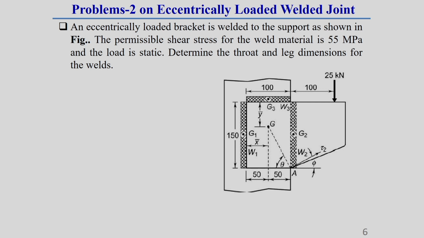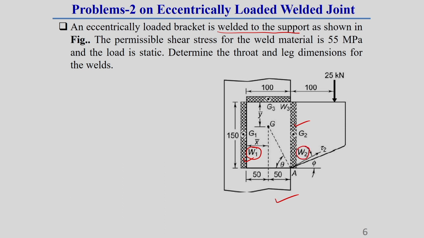Now, we will solve another problem which is a little bit more complicated than the previous problem. In the previous problem, we saw an eccentrically loaded bracket subjected to only 2 welds, but here let us consider the eccentrically loaded bracket shown in this figure, which is subjected to 3 different welds: 2 vertical welds, vertical weld 1 and vertical weld 2.